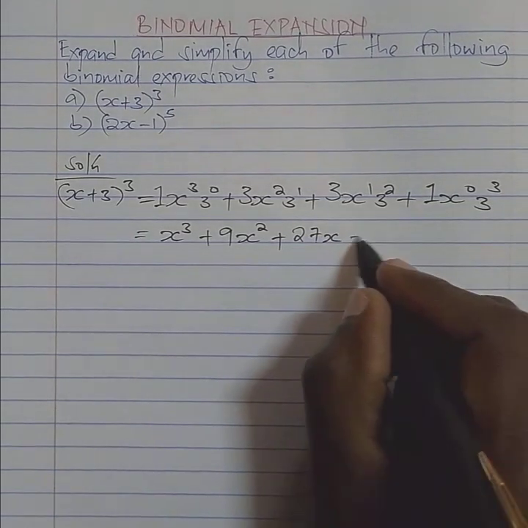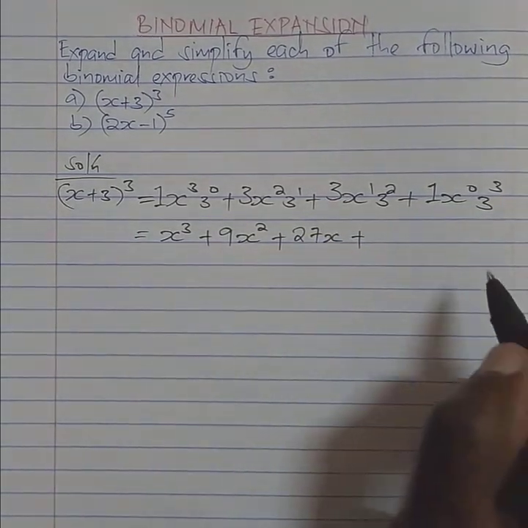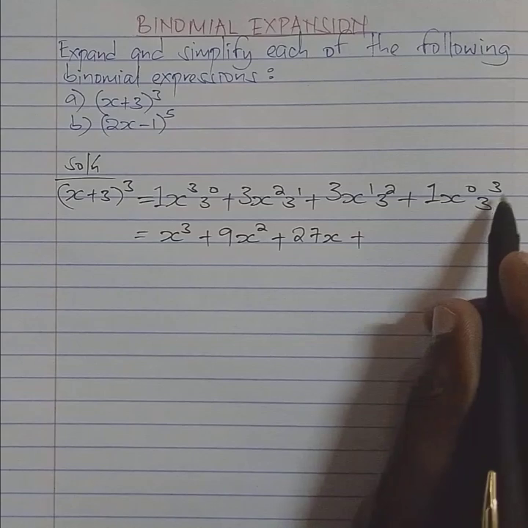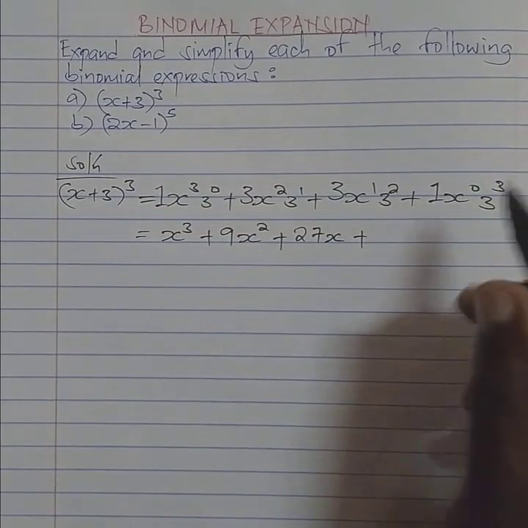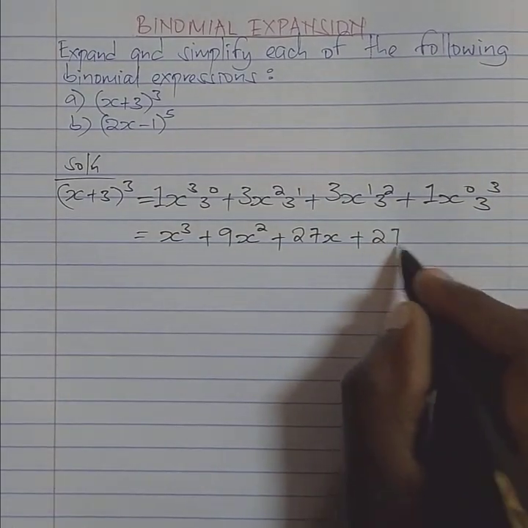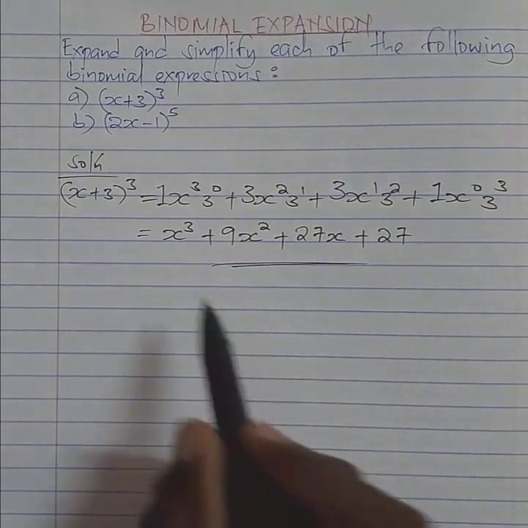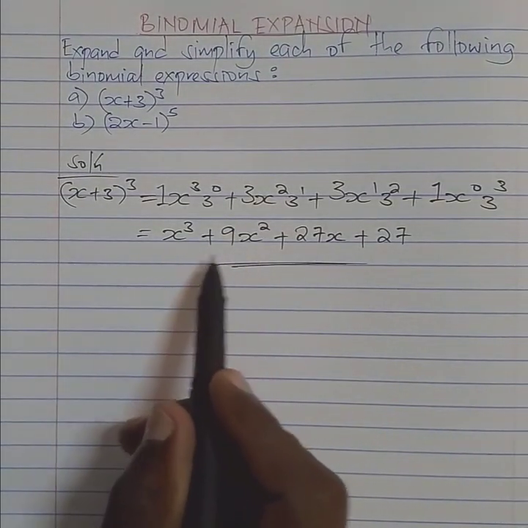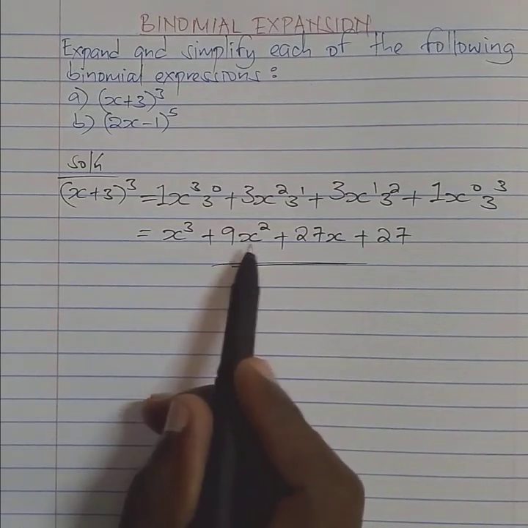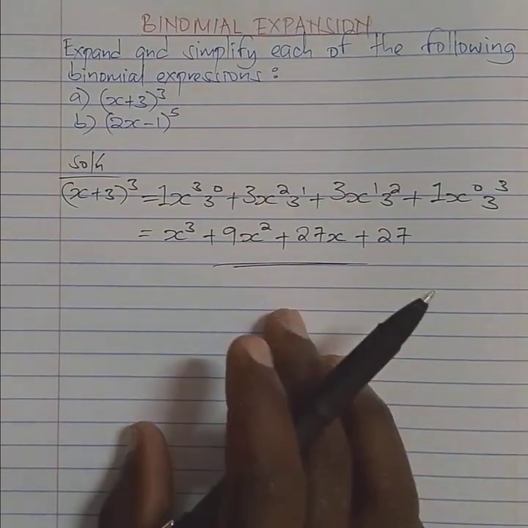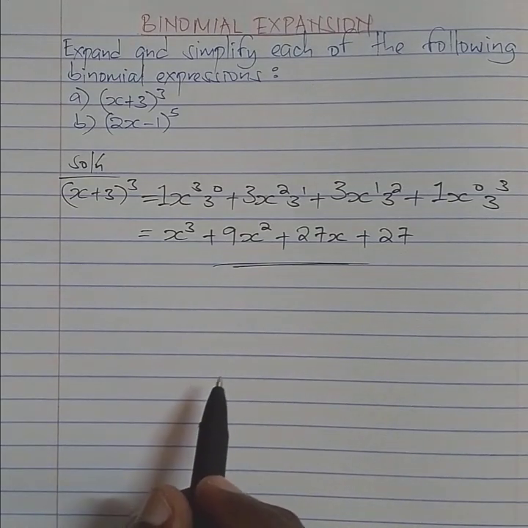And then finally, we have 1 multiplied by x to the power of 0. X to the power of 0 is 1, multiplied by 3 to the power of 3. 3 cubed is 27. So this will be our answer. Since there are no like terms that you can combine, we have x cubed, x squared, x, and this one is 27. So that is your answer. You leave your answer in that form.